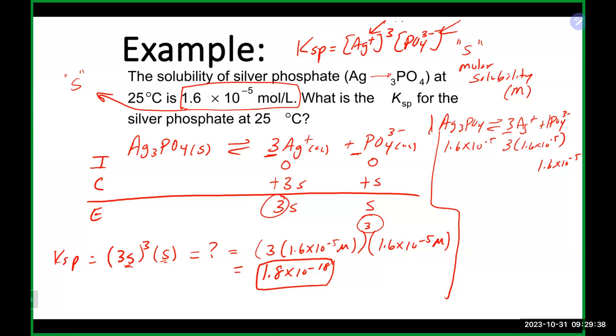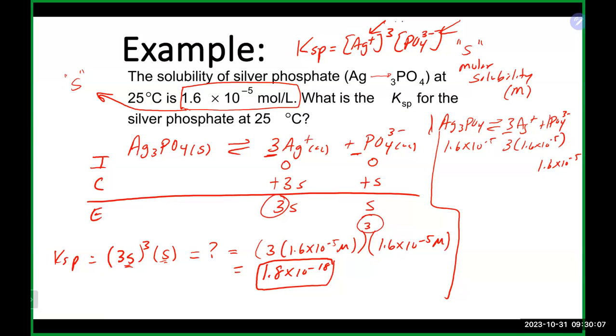Again, I would probably recommend just doing the ice table in this case because it helps catch hopefully some of those errors that people commonly make. But if you understand how it breaks apart, you could just go and figure out the concentration of the individual ions and go right into the expression and solve for the KSP, which is essentially what the ice table does. Just kind of puts it out there a little bit easier to see. Any questions on that one?